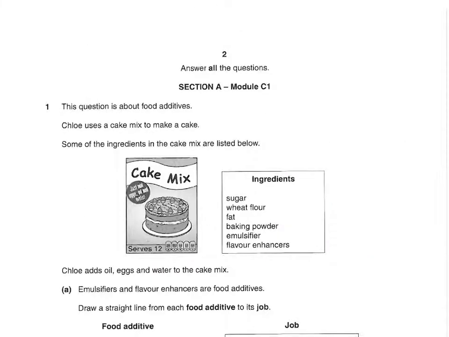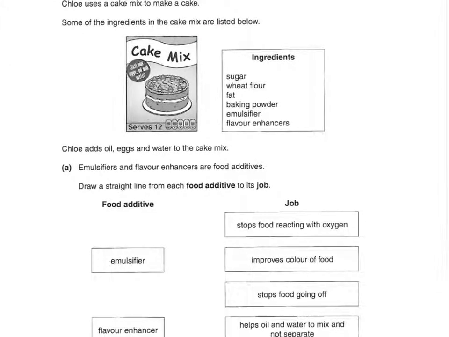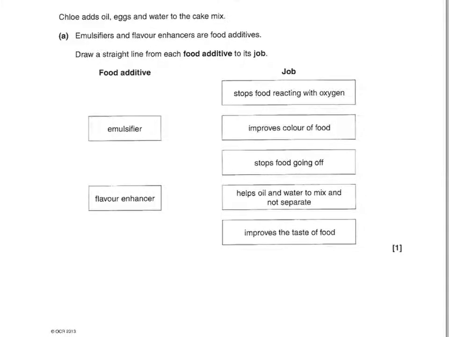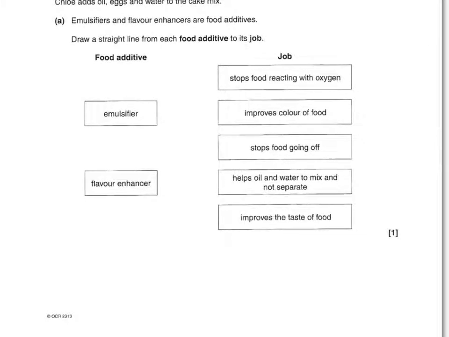So the chemistry section. This question is about food additives. Chloe uses a cake mix to make a cake. Some of the ingredients in the cake mix are listed below. Chloe adds oil, eggs and water to the cake mix. Emulsifiers and flavour enhancers are food additives. Draw a straight line from each food additive to its job. So emulsifiers, they help oil and water to mix and not separate. They keep oil and water together. And a flavour enhancer will improve the taste of the food.